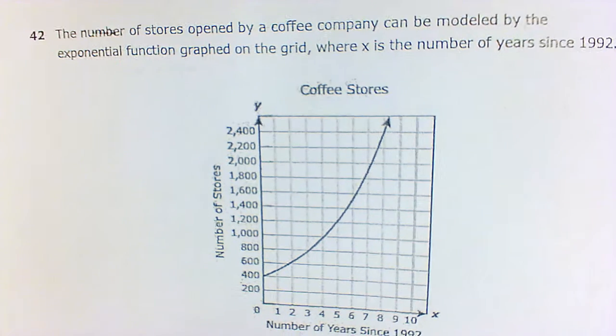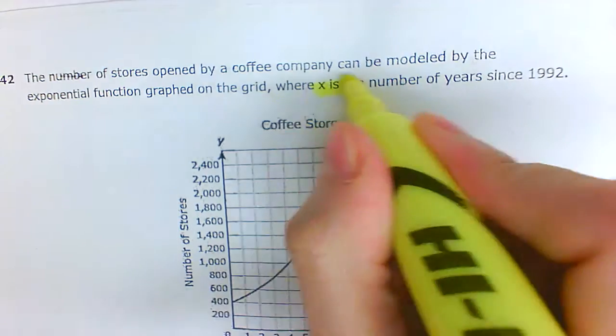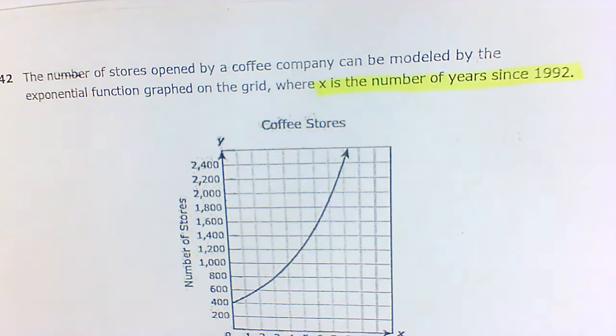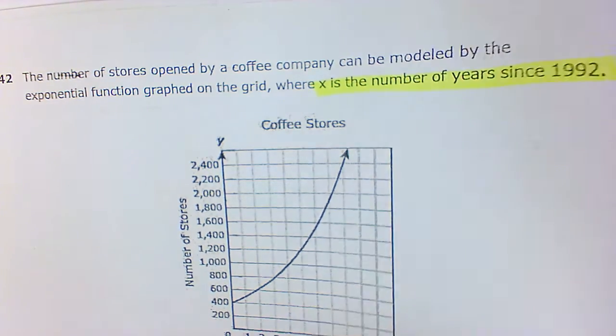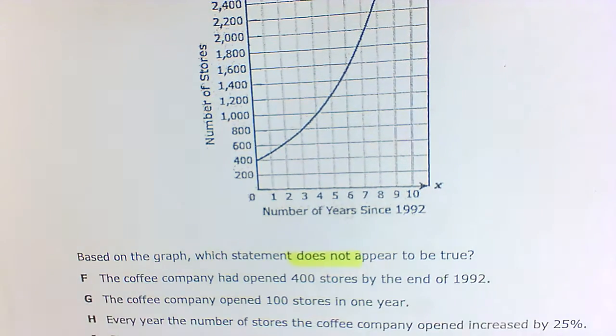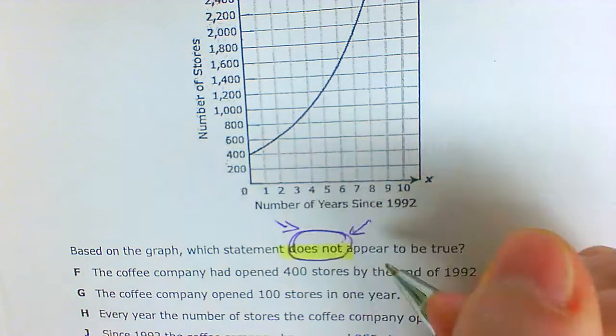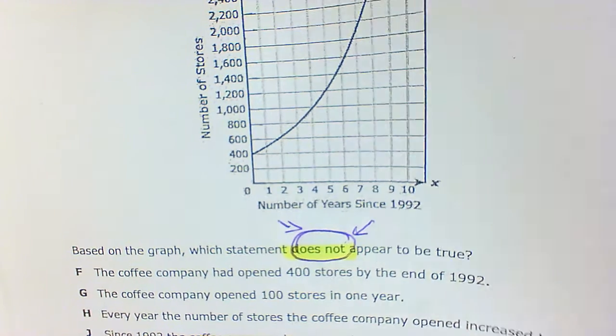Number 42. The number of stores opened by a coffee company can be modeled by the exponential function graphed on the grid, where x is the number of years since 1992. So I think it's important to highlight what your variable is representing. Based on the graph, which statement does not appear to be true? So we're looking for something that is not true. I like to circle it, have arrows pointing at it so I don't forget.